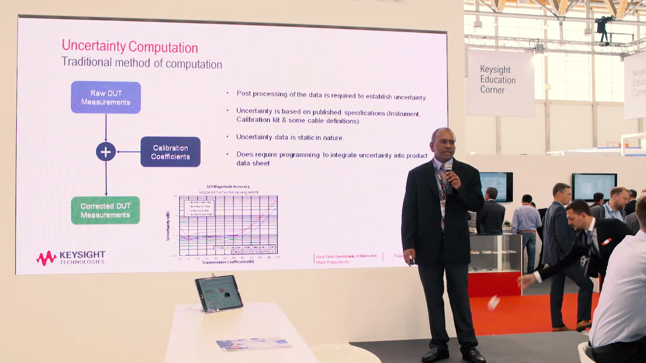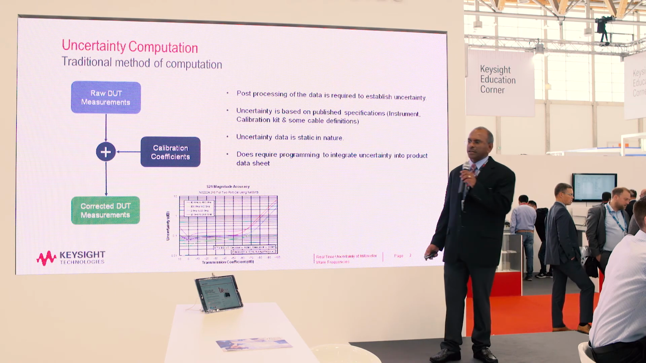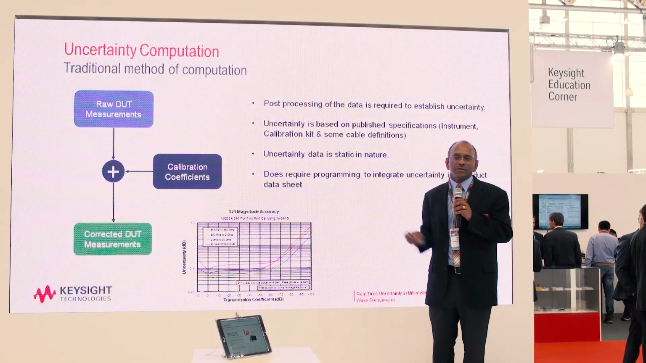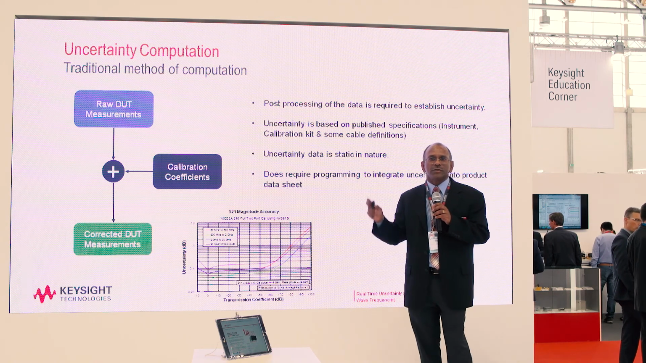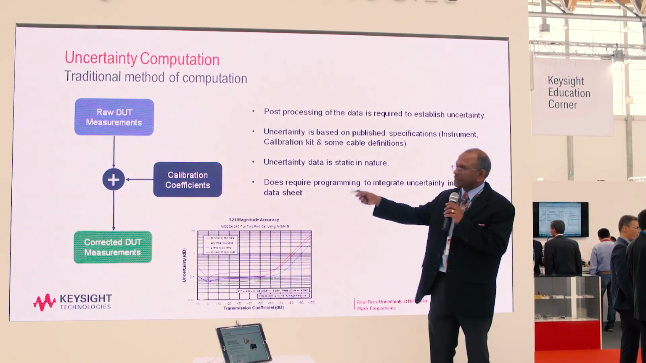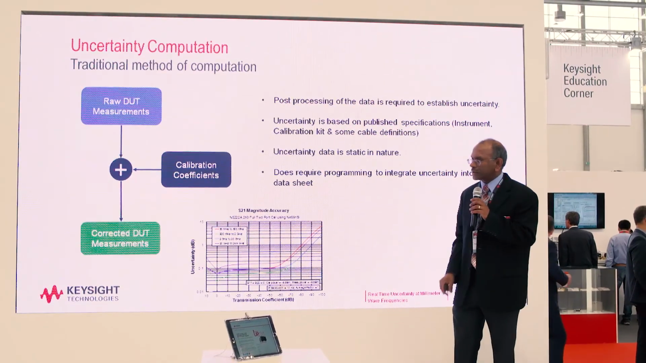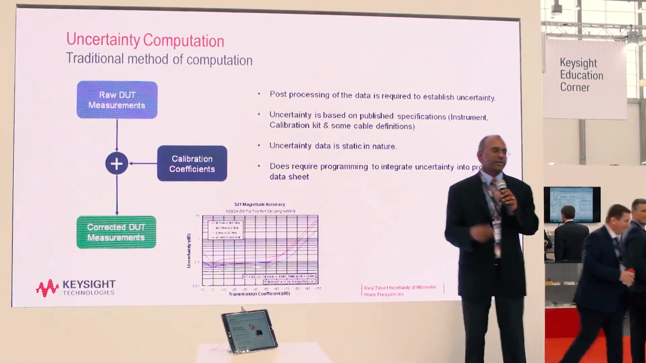If you currently look at how you do uncertainties, what you would do is do a raw measurement. Once you've done that, you do your calibration on that system, and I'm talking purely about S parameters here on a vector network analyzer. And then you get your corrected measurement. Now you've got that corrected measurement. How do you determine what the uncertainty of that corrected measurement looks like?